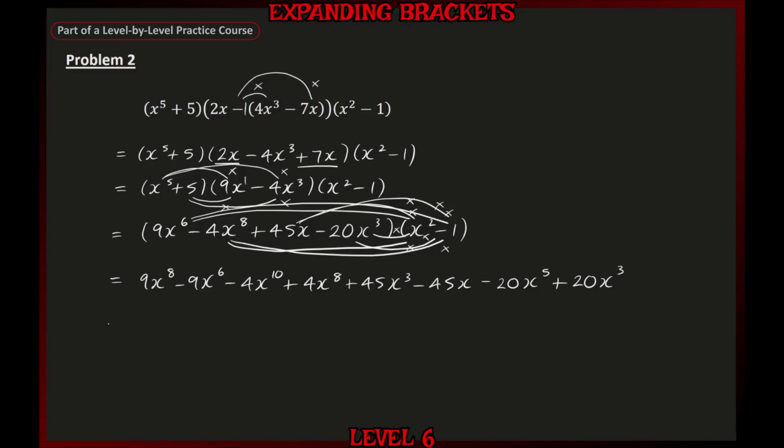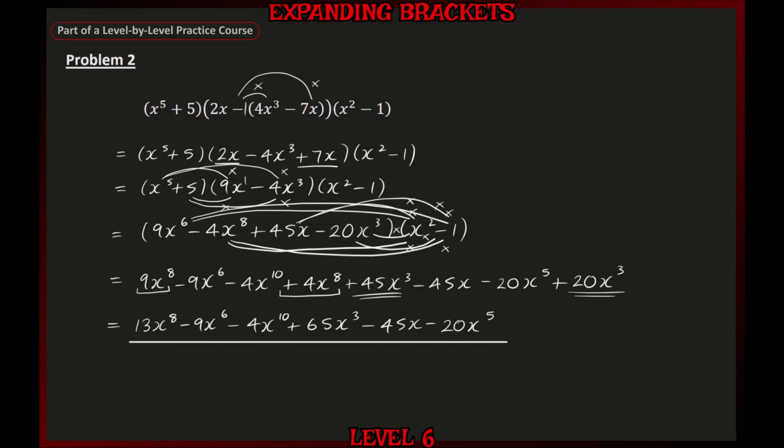To finish off, we now need to simplify by collecting together the like terms. So starting with 9x to the power of 8, we can collect this together with 4x to the power of 8, and if we add those, we have 13x to the power of 8. Next, the minus 9x to the power of 6 is on its own, and so is the minus 4x to the power of 10. The 45x cubed can be combined with the plus 20x cubed, and this gives us plus 65x cubed. And finally, the minus 45x and the minus 20x to the 5 are also on their own. So this is our final answer to problem 2.